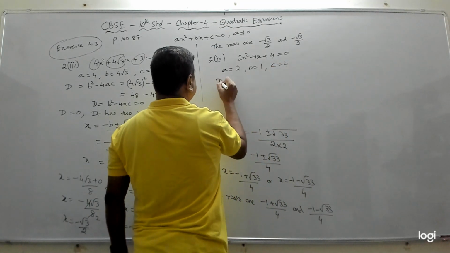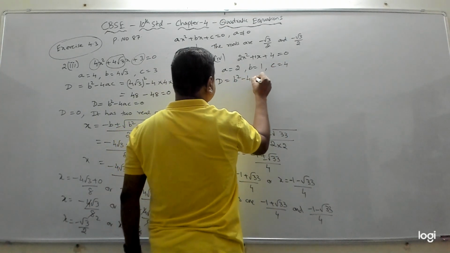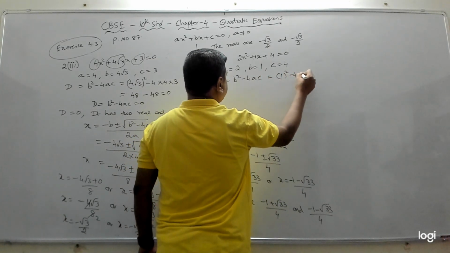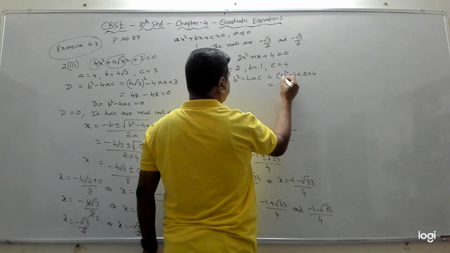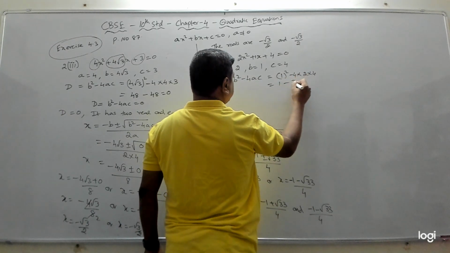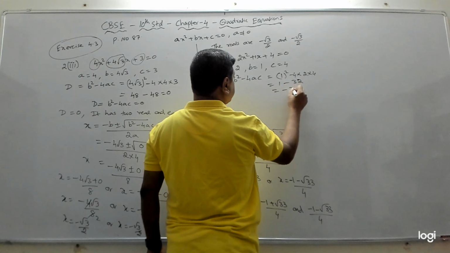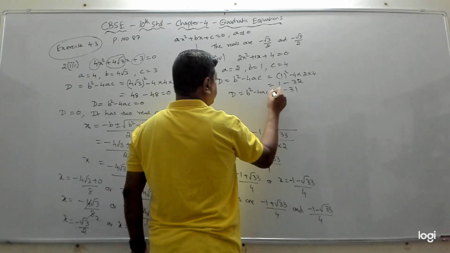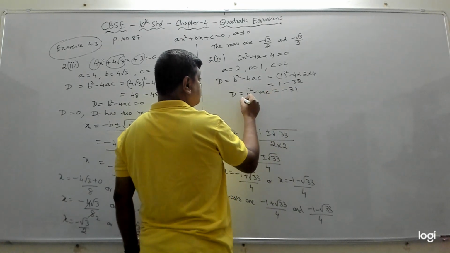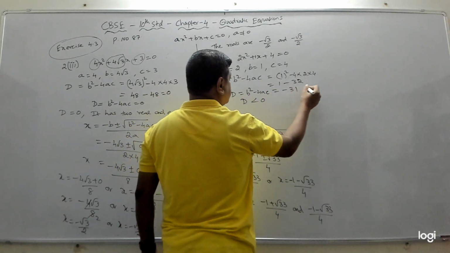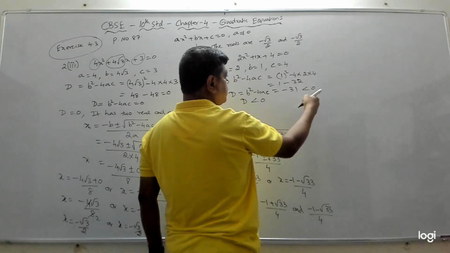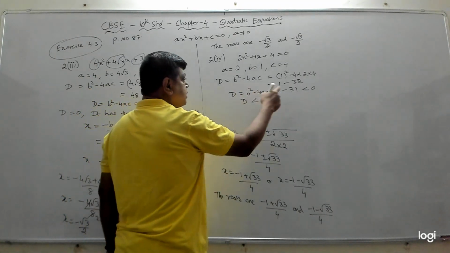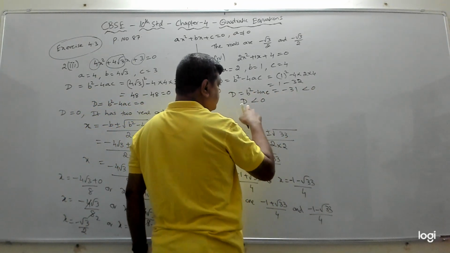Now let's find D. D is what? b square minus 4ac. That is equal to b square is 1 square minus 4 into a is 2 into c is 4. You get what? 1 minus 4 2s are 8, 32. So you get minus 31. The D, which is b square minus 4ac, is minus 31. So it is negative. So D is less than 0. Minus 31 is less than 0 because it is negative.